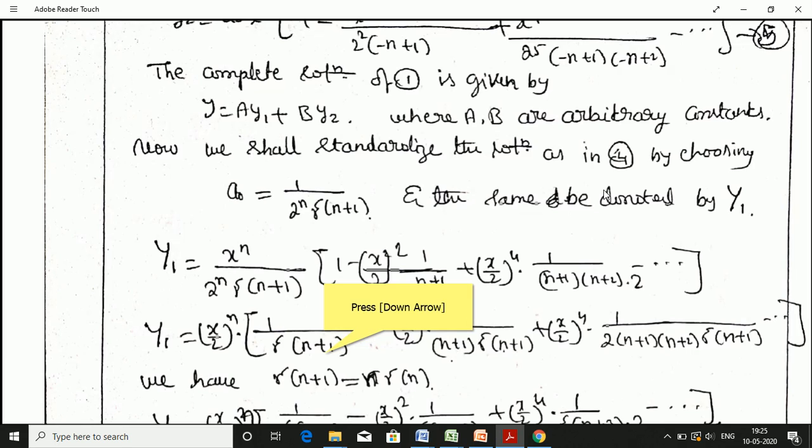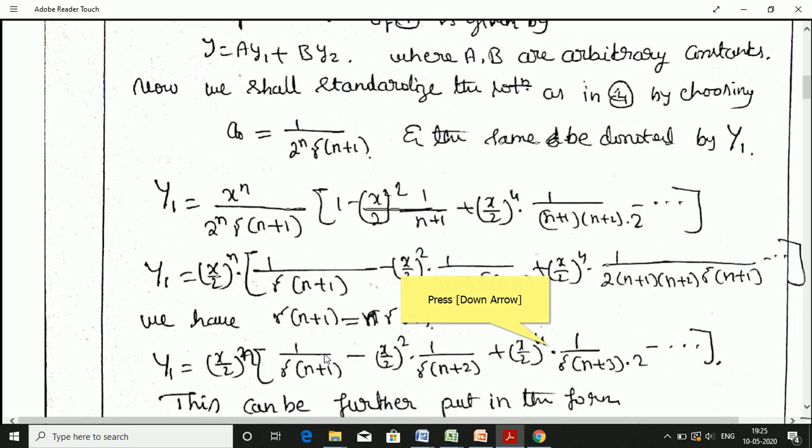The remaining I have written as it is: 1 minus x square by 2 square I have written as (x by 2) whole square into 1 divided by (n plus 1), plus x to the power 4 divided by 2 power 5, I have written as (x by 2) whole to the power of 4 into 1 by 2, and here n plus 1 into n plus 2 plus dot dot. Y1 is equal to, here x power n divided by 2 power n is (x by 2) whole power n into, I have taken 1 by gamma of n plus 1 inside: 1 divided by gamma of n plus 1, minus (x by 2) whole square into 1 over (n plus 1) into gamma of n plus 1, plus (x by 2) whole power 4 into 1 by 2 into (n plus 1) into (n plus 2) into gamma of n plus 1, etc.